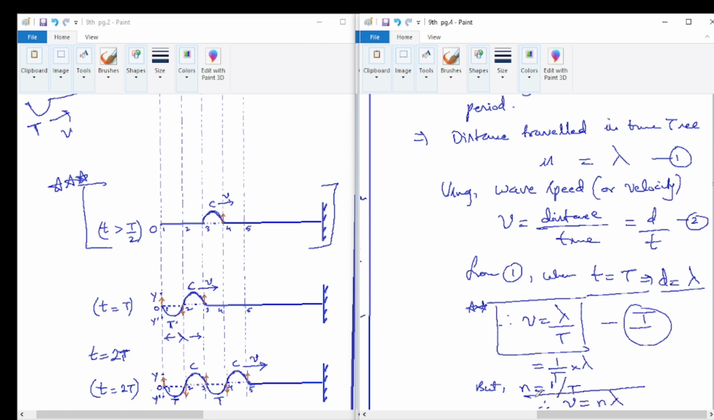So this is a very popular equation related to any wave. Any wave velocity can be expressed as nothing but equal to what? Product of frequency and wavelength. It's a very important equation. The most important equation for waves, especially for propagation of a wave. So this is the main result that's actually required.